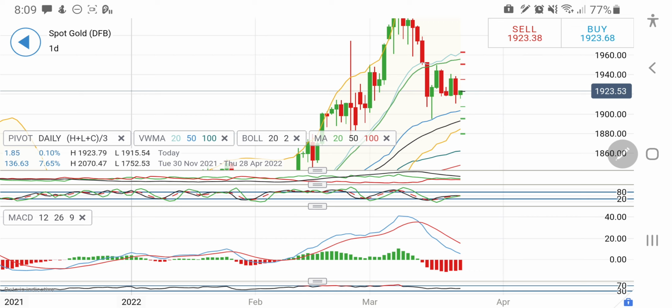Yesterday it broke the support at 1920, but went till only 1915 levels and 1910 levels. And today again I'll be watchful in between this zone 1915 to 1935. It may try to trade.